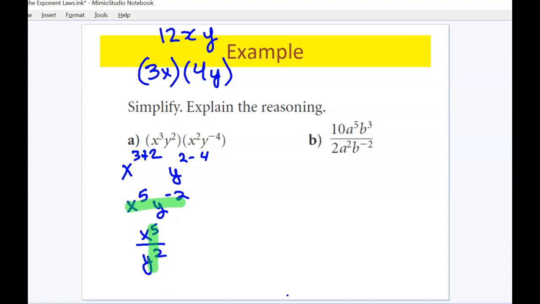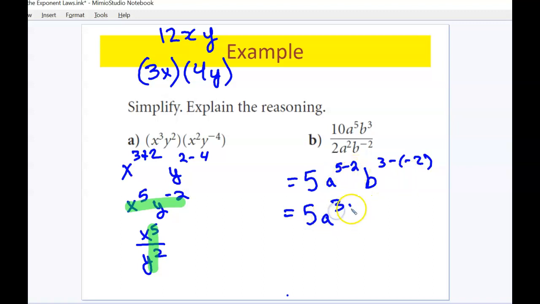Okay, in example 2, I have my coefficients 10 and 2. I'm dividing. 10 divided by 2 is going to give me 5. As far as variable a goes, I have a to the fifth divided by a squared. So if I'm dividing, I subtract the exponents. And b, I have 3 minus negative 2. So if I do my operations on my exponents, 5 minus 2 is going to be a cubed. 3 minus a negative 2 is going to be b to the fifth.